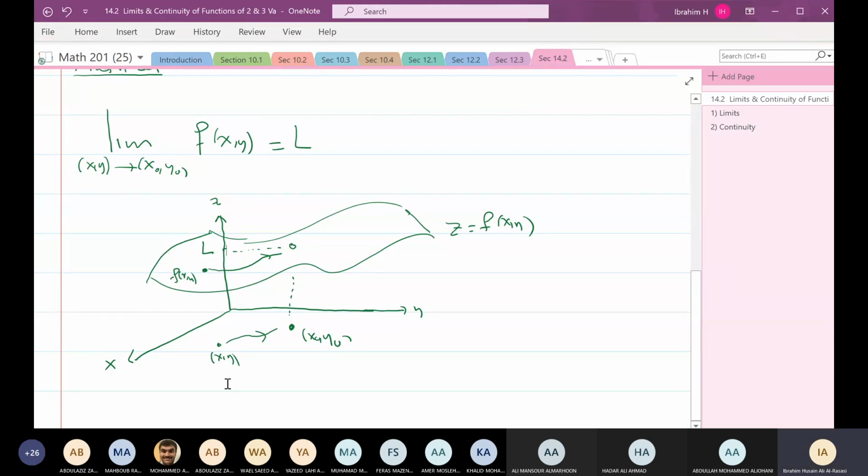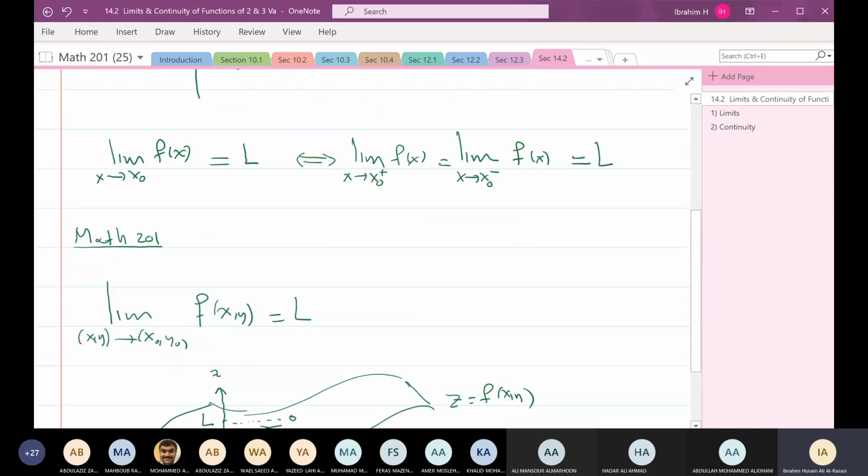Okay, so as (x,y) gets closer and closer to (x0,y0), f(x,y) will approach the value L. Okay, it is the same thing as in Math 101 really.